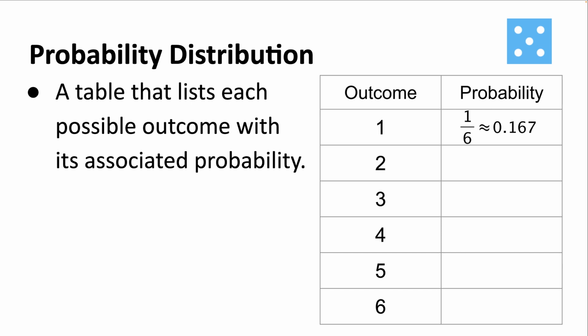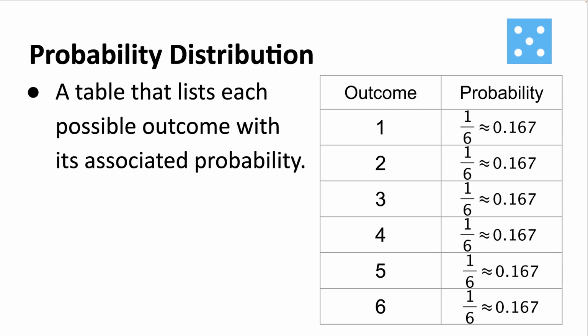0.167. We could continue on in this fashion if we wanted to find the probability of rolling a 2. There's one favorable outcome, rolling the number 2, over 6 possible outcomes. The probability of rolling a 2 is still 1/6 or 0.167. Continuing in this fashion, the probability of rolling a 3, 4, 5, or 6 is all 1/6. In this probability distribution, every outcome is equally likely. Now, that's not always the case. It just happens to be the case for this scenario.